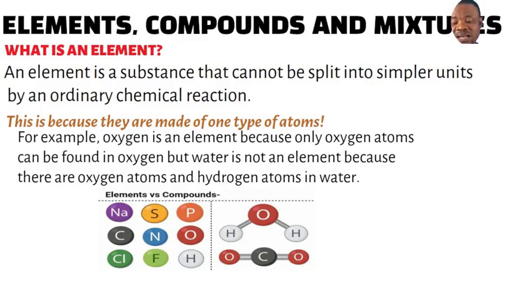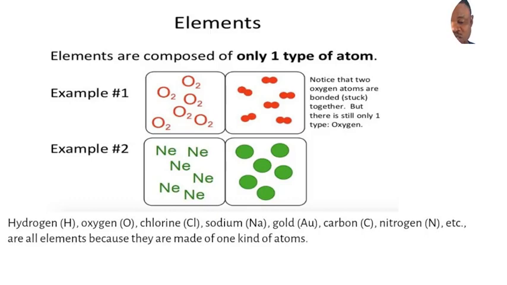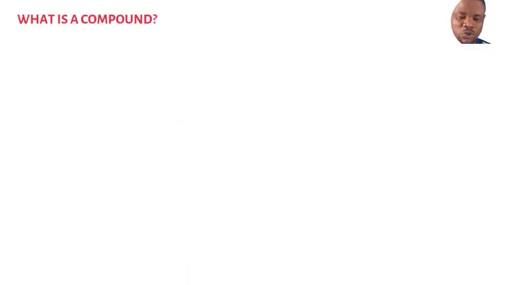You see on the right side, I have hydrogen and oxygen. The other one I have carbon and oxygen. To the left side, I just have what? Phosphorus, sulfur, and symbols for elements on that side. Alright? So an element is just made of one type of atom. You see here, I have a molecule of oxygen, which contains 2 oxygen atoms. Then I have a molecule of neon, which contains one neon atom. Hydrogen, oxygen, chlorine, sodium, gold, carbon, nitrogen. All of these are elements because they are made up of just one kind of atom. I'm sure you get the gist.